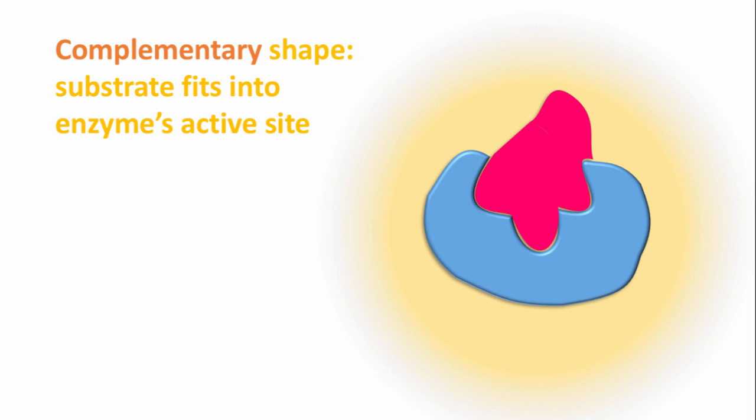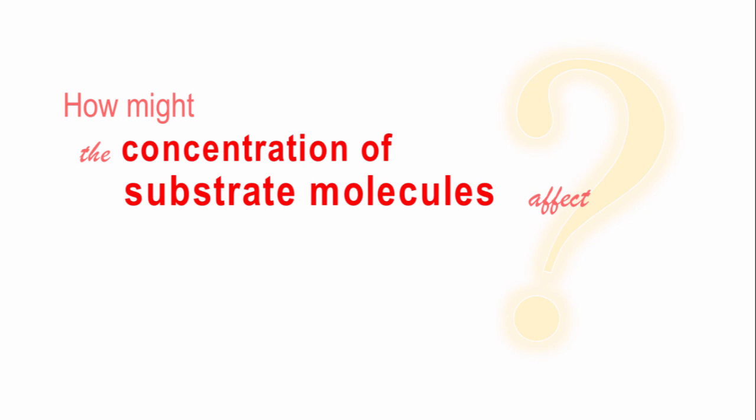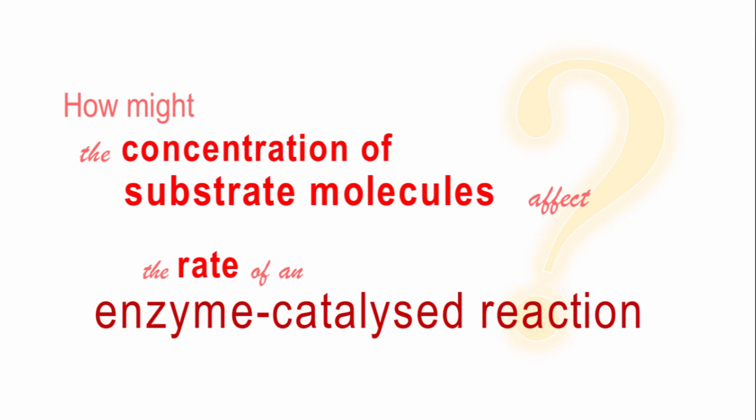Now, after binding, the catalysis would take place, and the substrate molecule gets converted into product molecules. Notice that the enzyme molecule remains chemically unchanged at the end of the reaction, just as all catalysts. So we're ready to come back to the question that we initially asked. How might the concentration of substrate molecules affect the rate of an enzyme-catalyzed reaction?